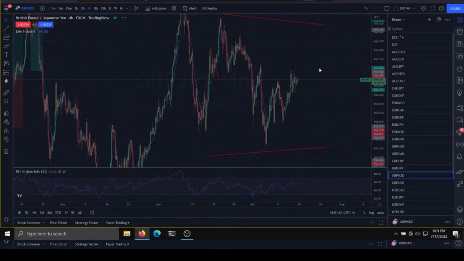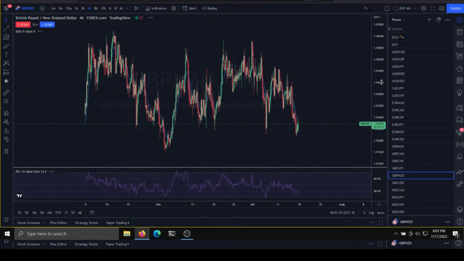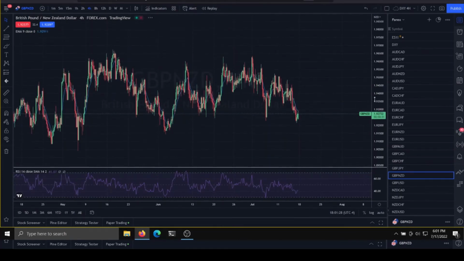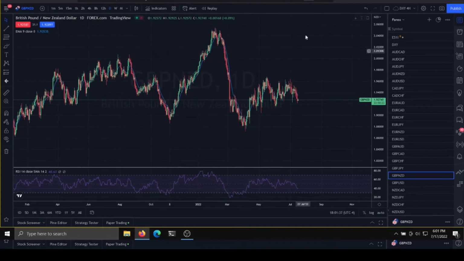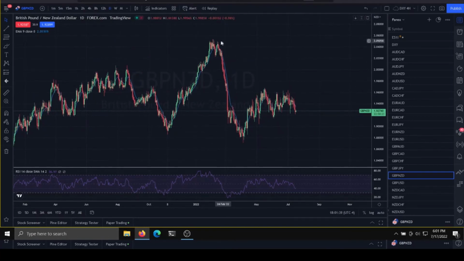Pound NZD. Nothing really here. Daily. You're looking at this as a big correction. You would want this to break up. So you have 1, 2, 3, 1, 2, 3, 1, 2, 3.